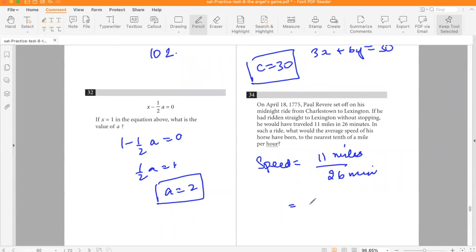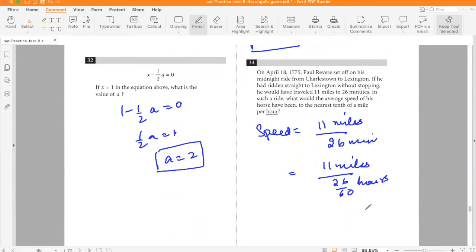So we have to find miles per hour. So 11 miles divided by 26 by 60 hours. So that's 11 into 60 by 26. So we can plug that in. So that's 25.38. And we need to enter the answer to the nearest tenth. So that would be 25.4.